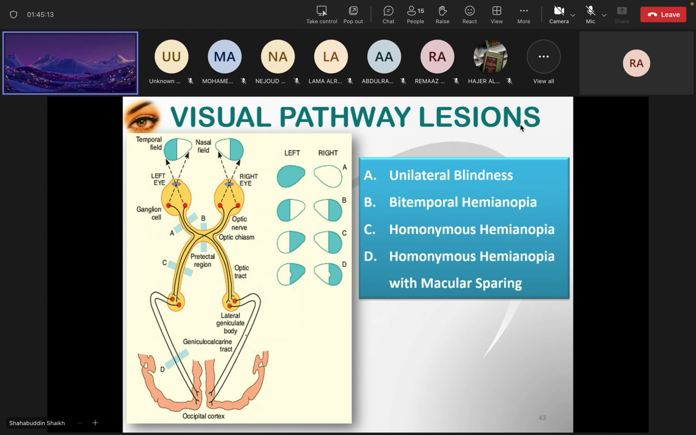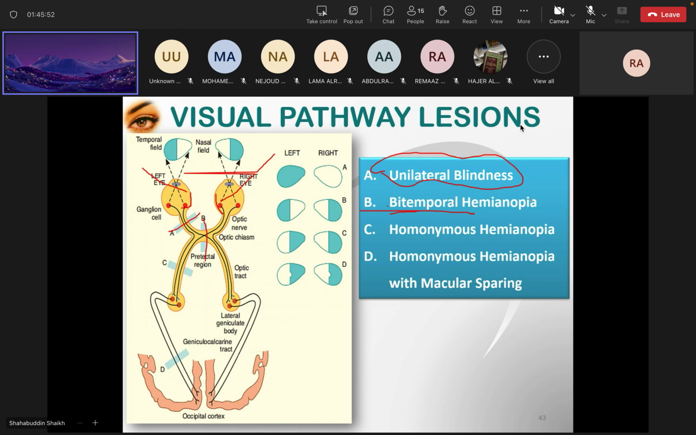For your exam, please remember this. Whenever there is damage to the optic nerve, it will cause complete blindness in one eye. That is called unilateral blindness. Whenever the optic chiasma is damaged, it will cause loss of the fibers which were crossing. We have crossing fibers like this and crossing fibers like this, and their vision was from the temporal side of both the eyes. Therefore, temporal half blindness.